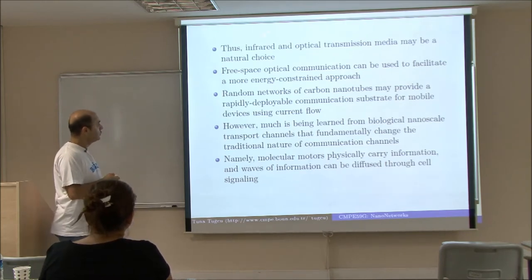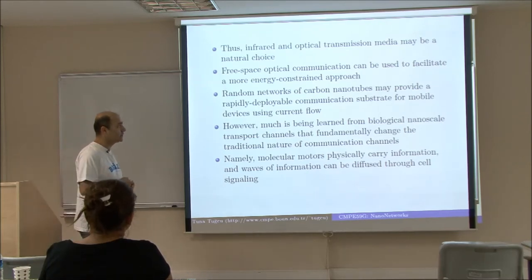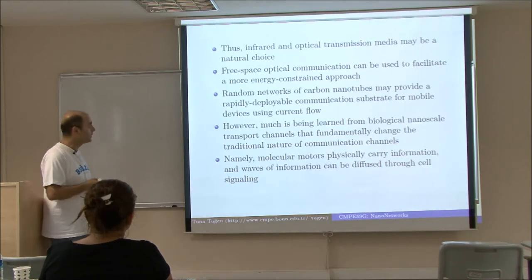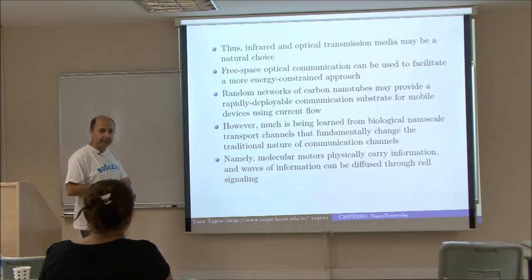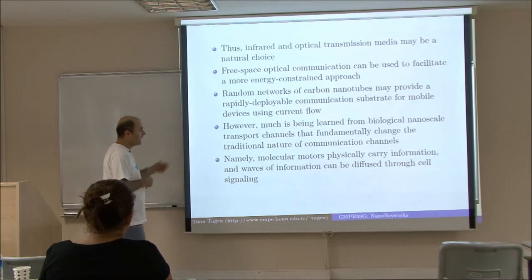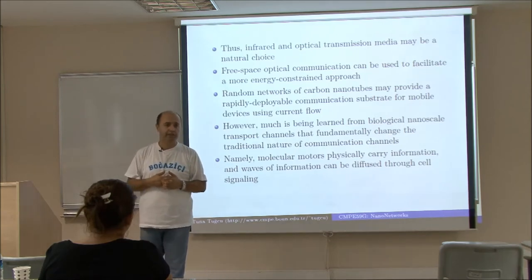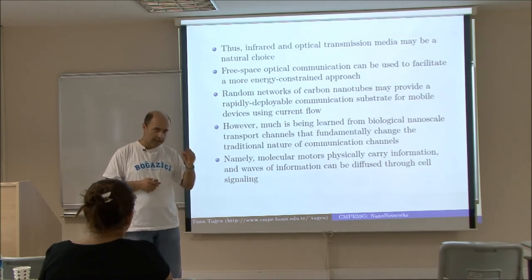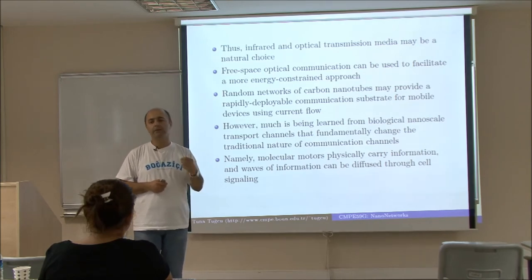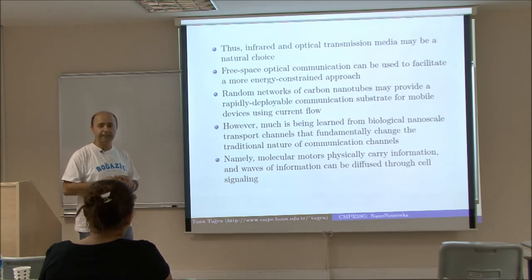The use of infrared and optical transmission media may be an option. Free space optical communication can be used to have an energy constrained approach. Random networks of carbon nanotubes deployed in the environment may provide a rapidly deployable communication substrate for transmissions. Deployment has always been a major issue in sensor networks, but in the case of nanonetworks it is an even bigger issue, because you're not able to deploy the nodes one by one with your hand. Somehow you should be able to spread these in the environment, but you cannot use most of the deployment techniques that are used in sensor networks in this case.